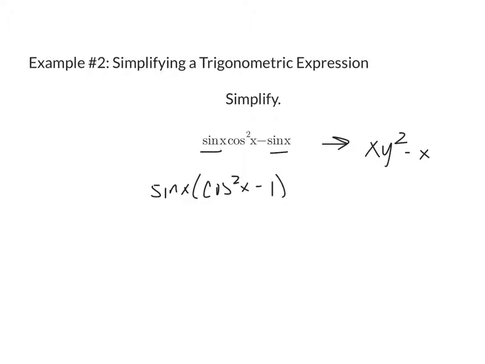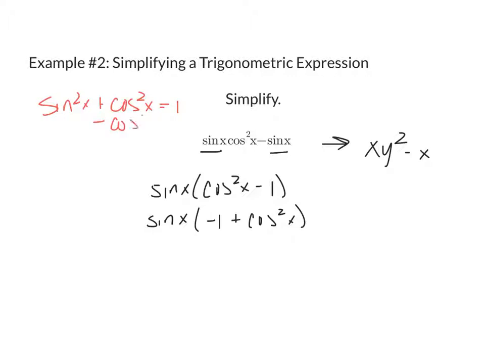And we should know that, and let me rewrite that second statement because I don't want us to get confused. This is really negative 1 plus cosine squared x. If you remember, our Pythagorean identity is sine squared x plus cosine squared x equal to 1. If I wanted to get sine squared by itself, I would subtract cosine squared, and I'd be left with sine squared x equal to 1 minus cosine squared x.